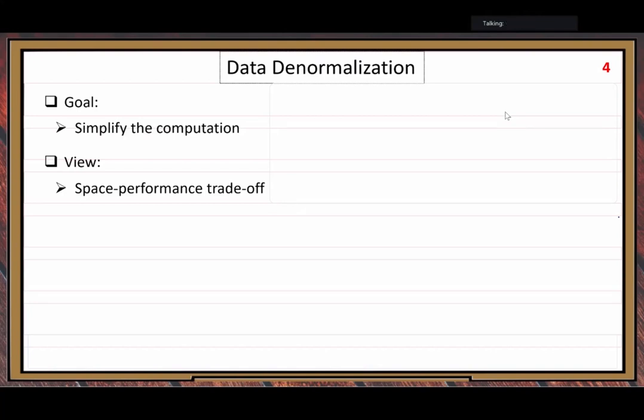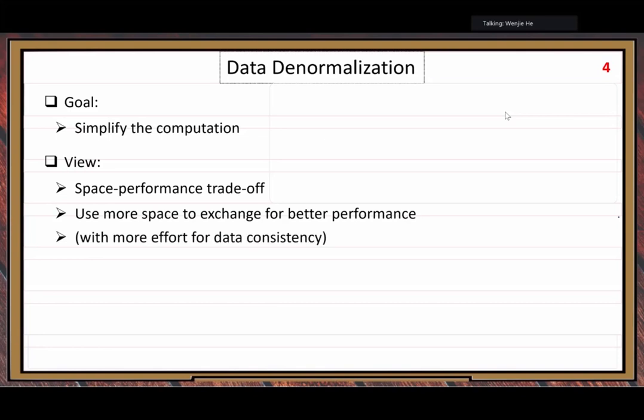Why can we get such a much faster search result? Because behind the scenes, we do a lot of time-consuming data processing work. People cannot see it, but we already pay a lot of cost there. All right. Use more space to exchange for better performance, with more effort for data consistency.